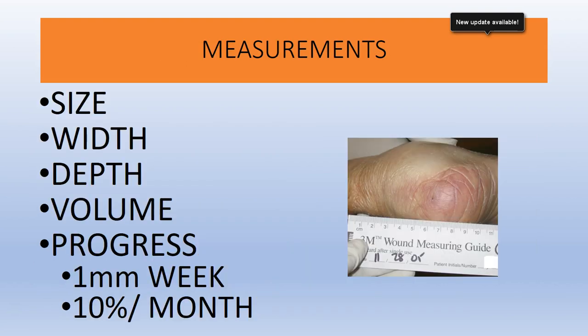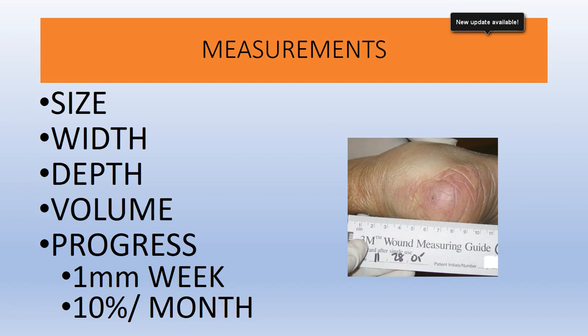As far as measurements go, this is one means by which we can argue that the patient is improving under our care. We want to document the size, meaning the width, and the depth, and increasingly requirements are being made to document the volume of the ulceration. Looking at different criteria for progress, Medicare looks for reduction in ulcer size as 1 millimeter per week or 10% per month as an indication of appropriate progress.